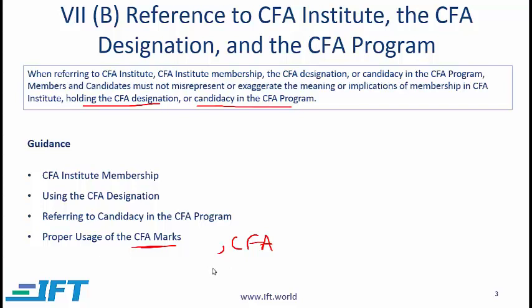So saying the following is correct: he is one of 2 CFA charter holders in the company. So notice we are saying CFA charter holder. So the CFA is an adjective. The following is not correct: he is one of 2 CFAs in the company. Here CFA is being used as a noun, which is not appropriate. And this is a mistake that happens quite often, where somebody says that he's a CFA or I am a CFA. That, according to standard 7B, is not an appropriate usage of the CFA mark.